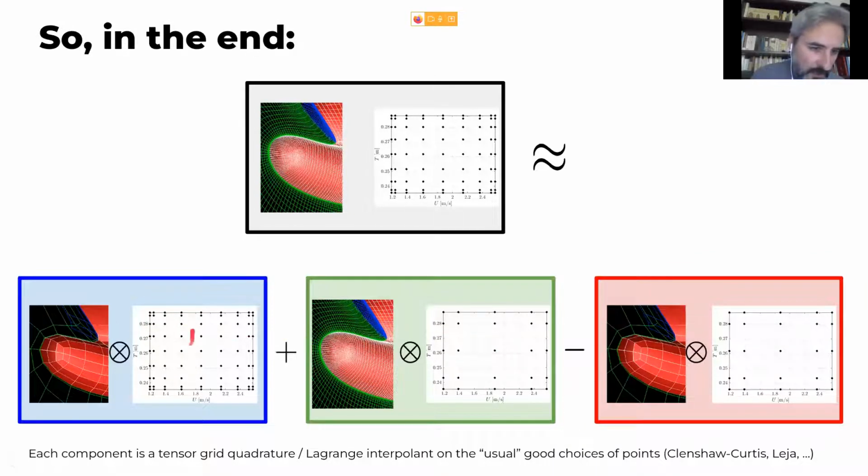You see here, either you refine in space here, or you refine in probability here, and then you subtract the coarsest approximation. And here again, I haven't told you whether I'm going to do interpolation or quadrature on this parametric space. It doesn't really matter at this point. These are the usual choices, though. It's the usual Clenshaw-Curtis interpolation or Clenshaw-Curtis quadrature. You can do whatever you want here.